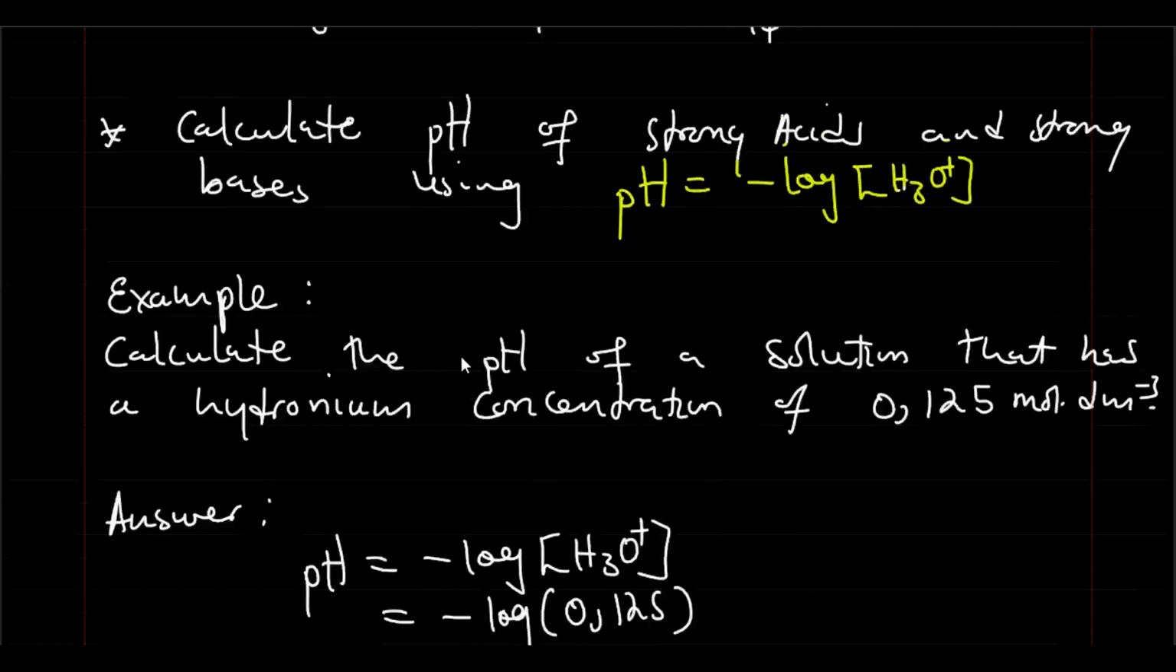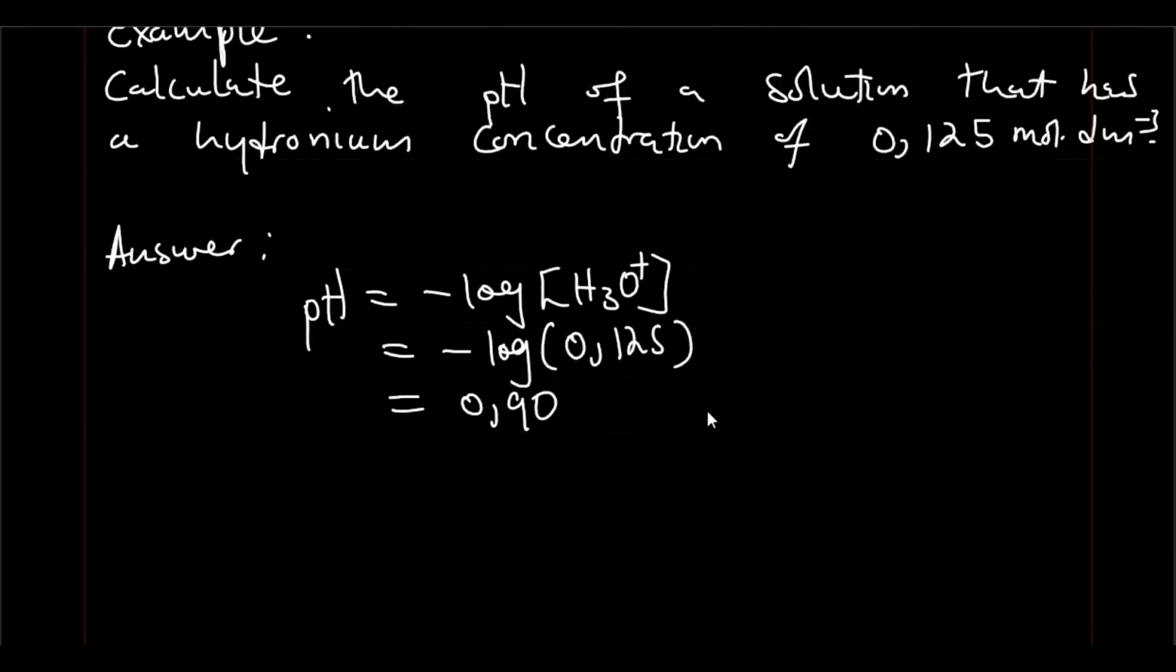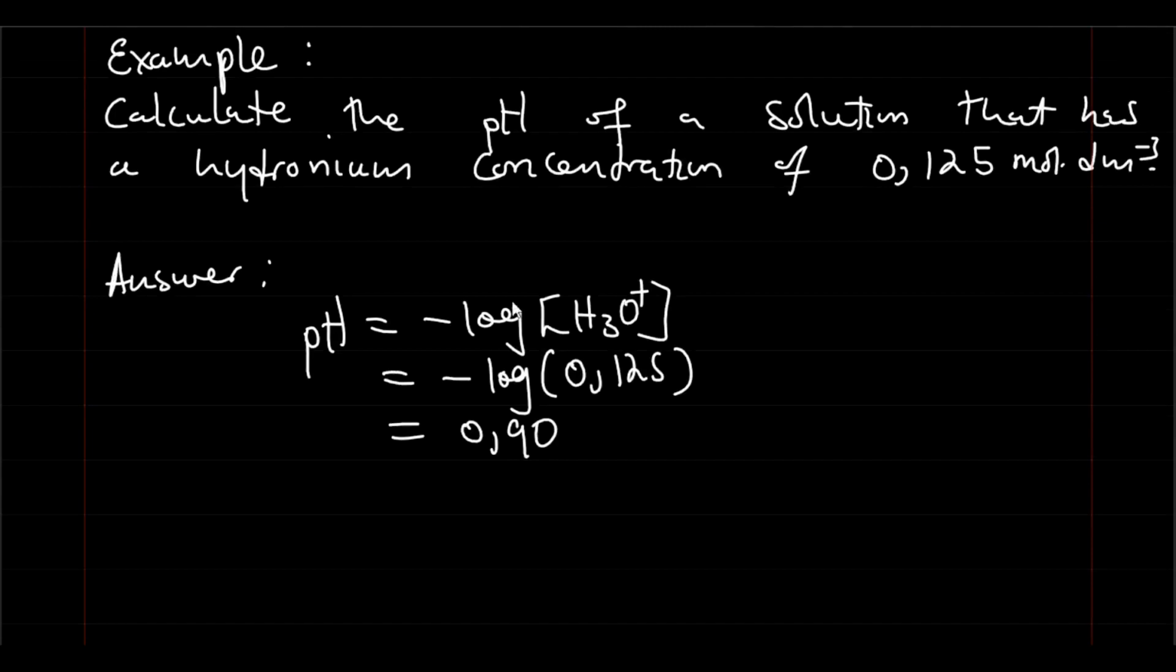So if we go back to the pH scale, the pH scale starts from 0 to 7. Okay, the borderline or the middle line being the neutral line, which is 7. So anything less than 7 is acidic and anything greater than 7 is basic. So according to our calculation, the pH of a solution that has a hydronium concentration of 0,125, now is it acidic or basic?